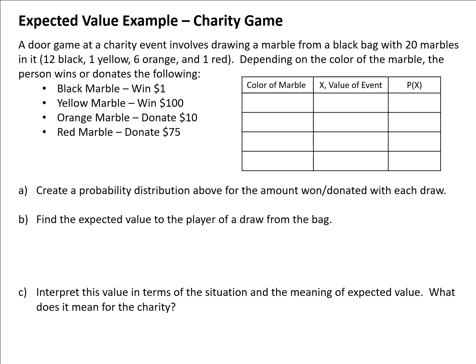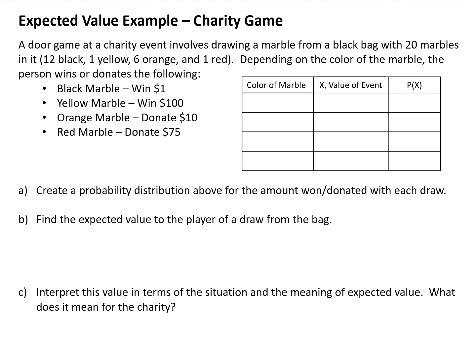Here we'll look at the expected value of a game played at a charity event. A door game at this charity event involves drawing a marble from a black bag with 20 marbles in it. 12 of the marbles are black, 1 is yellow, 6 are orange, and 1 is red. Depending on the color of the marble, the player either wins some money or donates some money to the charity.